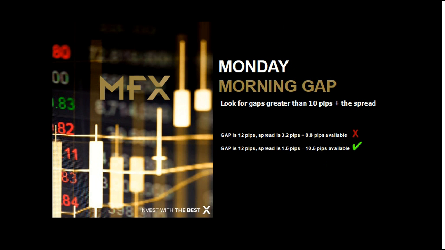Just a quick recap when trading the Monday morning gap, that we are looking for 10 pips and above, the distance between the close price and the open price Monday morning. This is after you have calculated the spread. So if the gap was to be 12 pips and the spread being 3.2 pips when opening a trade, then that would mean there would be 8.8 pips available. Therefore that trade would be invalid.